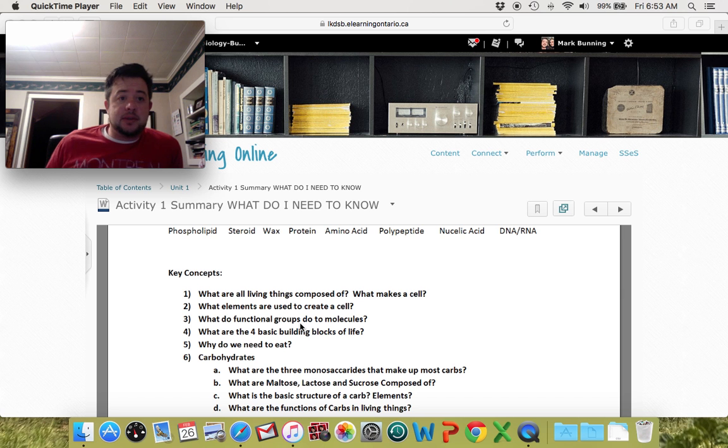Okay, what do functional groups do to a molecule? Well, functional groups simply provide function. Now, that's not really the best answer, but they really provide different ways that the molecule can now interact. It can provide polarity. It can provide non-polarity. It basically takes a carbon backbone and then adds function to it by adding these functional groups. What are the four building blocks of life? There are four macromolecules, okay? Carbs, lipids, proteins, and nucleic acids.